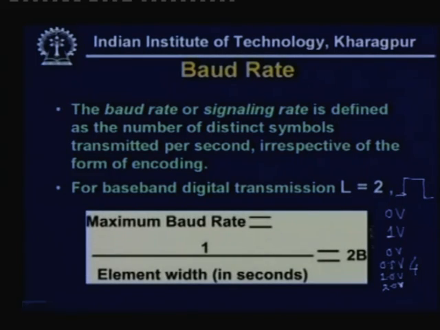So depending on how many levels are present, the maximum baud rate will be dependent on that. So for digital transmission, as we know, it is equal to 1 by element width in seconds, that is equal to 2B, because here L is equal to 2. So this is the case for digital transmission with only 2 levels.